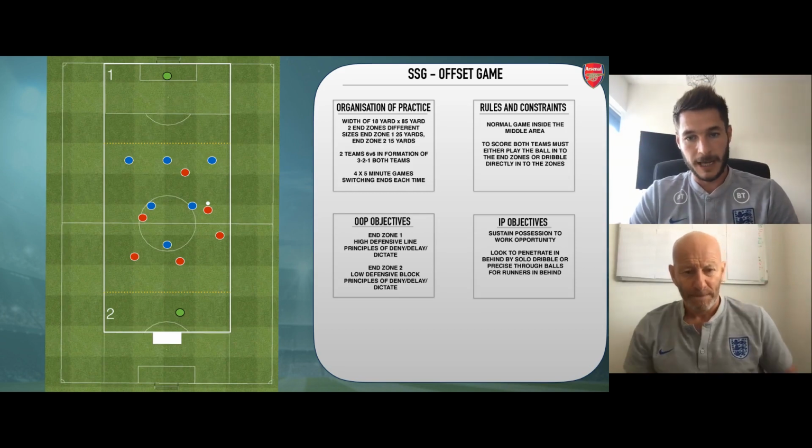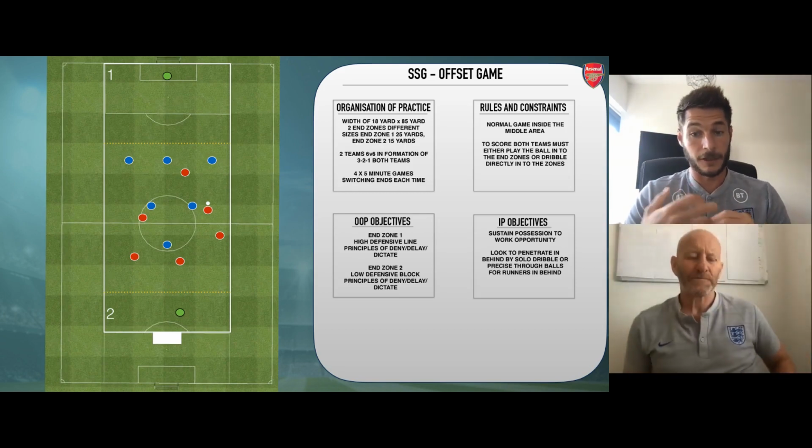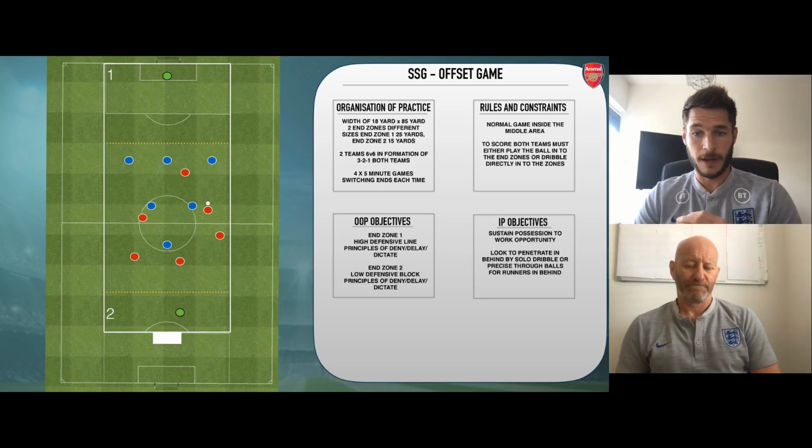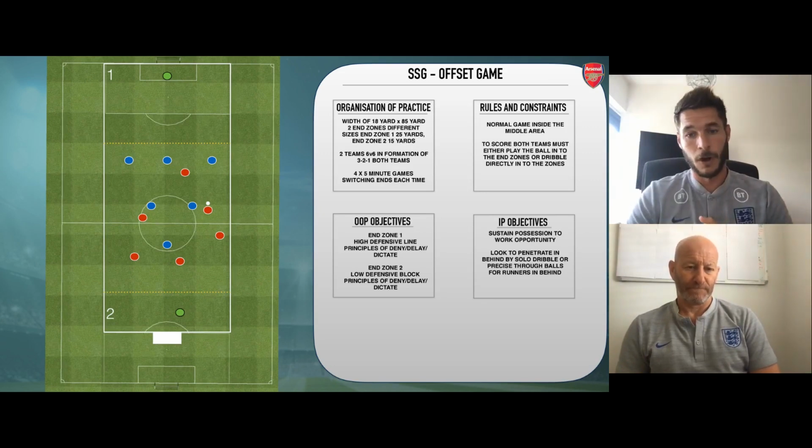In possession objectives for both teams: sustain possession to work your opportunity, look to penetrate in behind by solo dribble or a precise through ball for runners in behind. Again, the next 2 things we're speaking about are the goalkeeper's role in this and the staff roles.